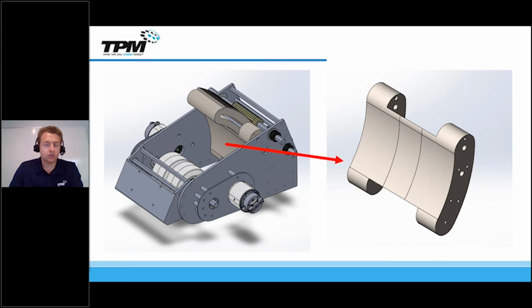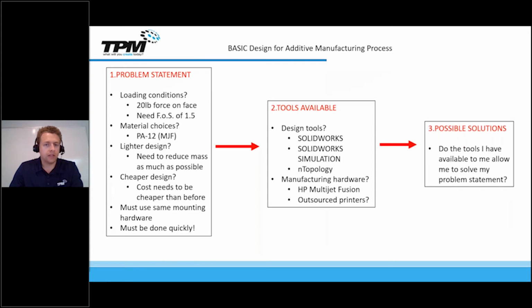The component is quite heavy and needs to have a significant amount of its mass removed while still being able to hold up against the launch pressure of the ball. So how do we use design for additive manufacturing to solve this problem? Let's go back to our 3-stage process and see if we can make sense of what to do. So let's talk through the problem statement, the tools available, and the possible solutions for this application.